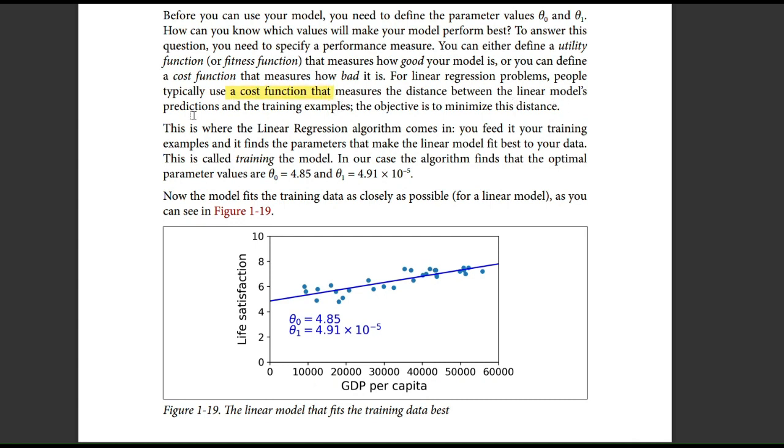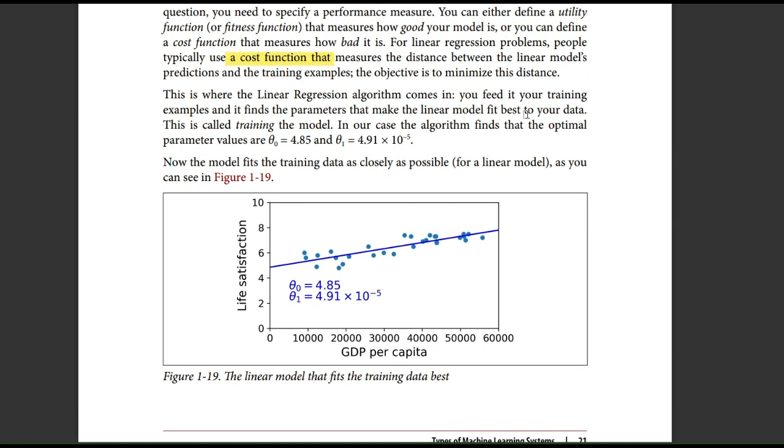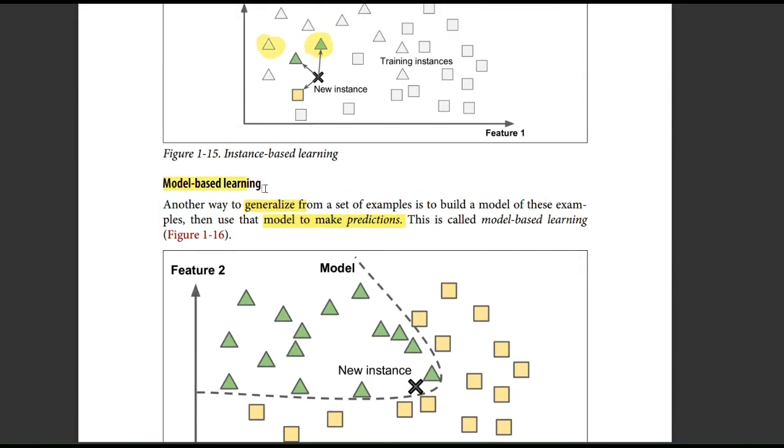To answer this question, you need to specify a performance measure. You can either define a utility function or fitness function that measures how good your model is, or you can define a cost function that measures how bad your model is. For linear regression problems, people typically use a cost function that measures the distance between the linear model's predictions and the training samples. The objective is to minimize this distance.